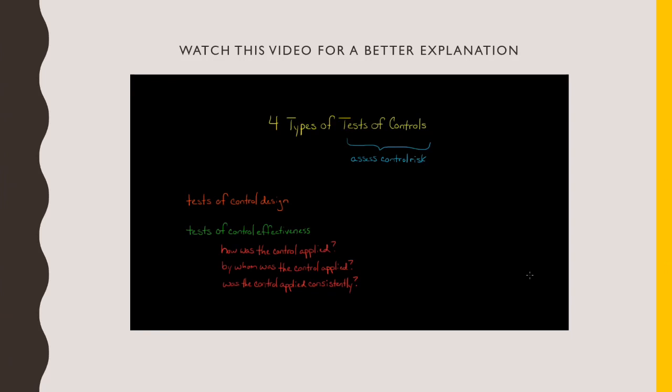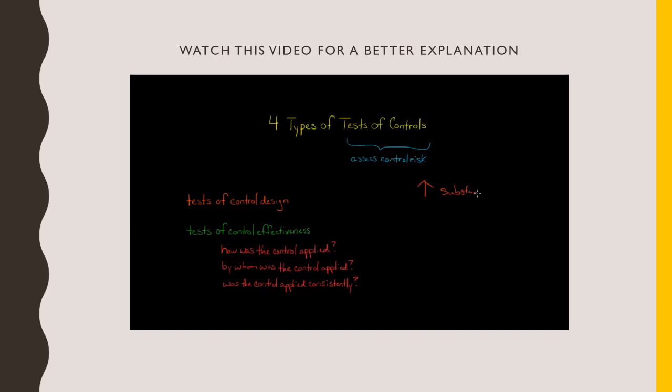In this video, we're going to discuss 4 types of tests of controls. But first, remember that the whole purpose of the tests of controls is to assess control risk. The auditor needs to know the extent to which they can rely on the client's internal controls during the audit. If you don't believe that the internal controls are reliable, then you're going to need to increase the amount of substantive testing that you do.